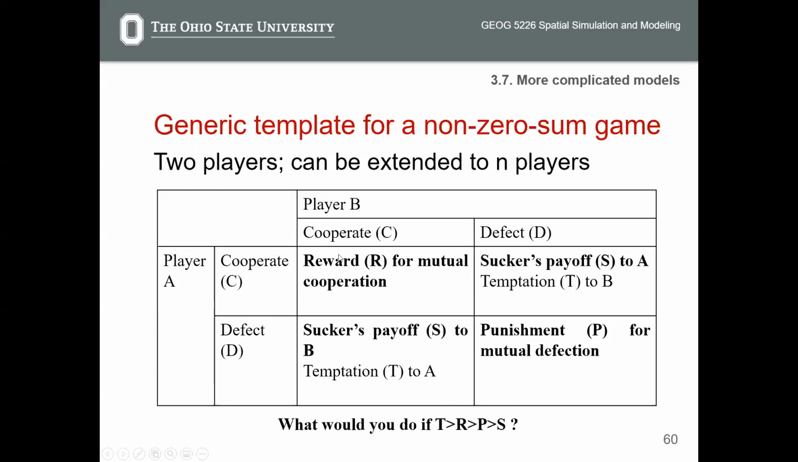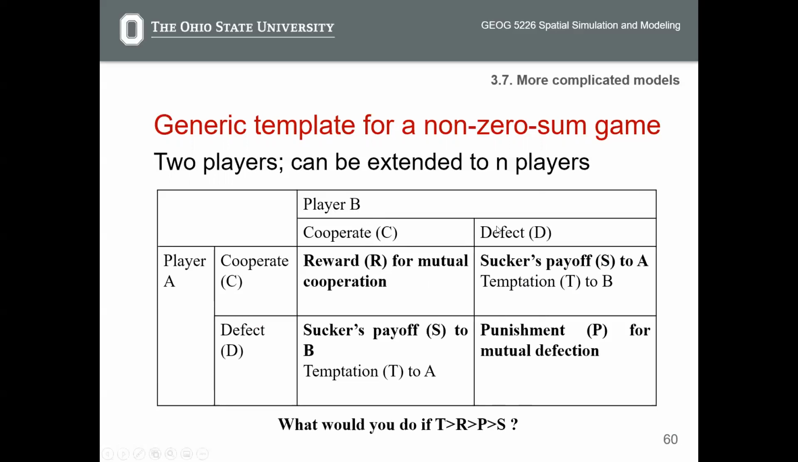Let's just say if they both cooperate, R will be rewarded for both of them. R is the second level reward, right? If a player defects, for example, player B defects and player A cooperates, then A gets S, which is the least reward, and B gets T, which is the largest reward, temptation. It's the same thing for A. If A defects and B cooperates, B will get S, which is the least reward. A will get T, which is the largest reward.